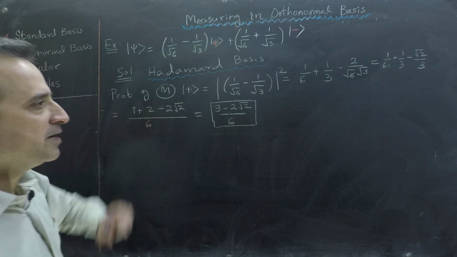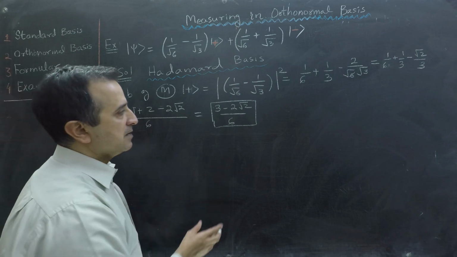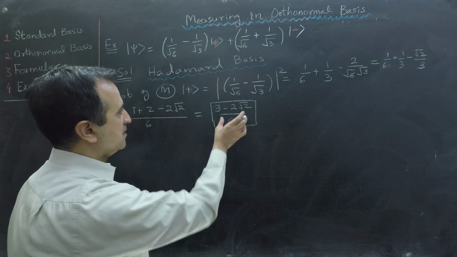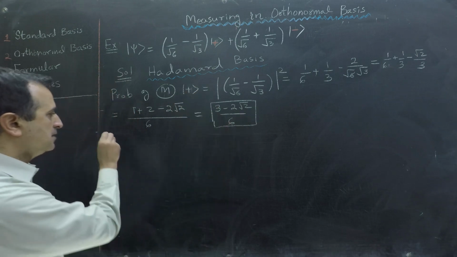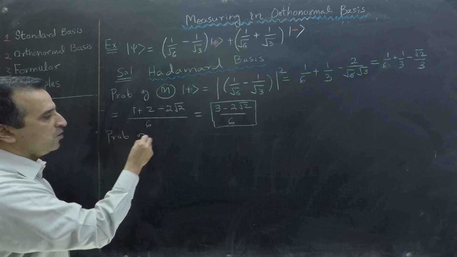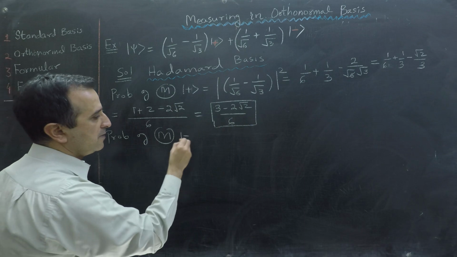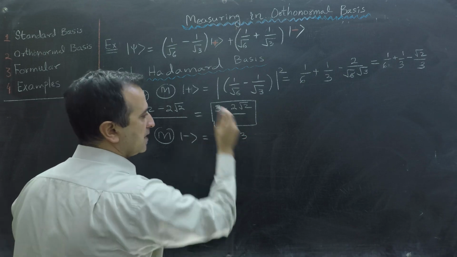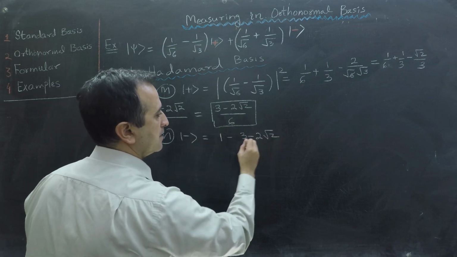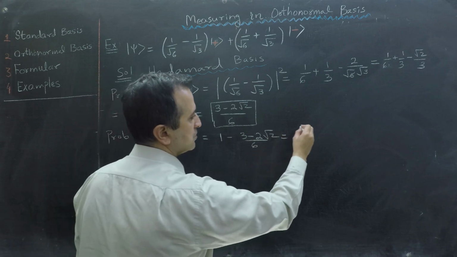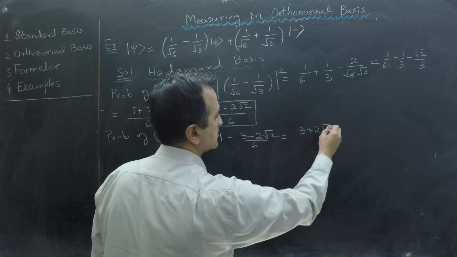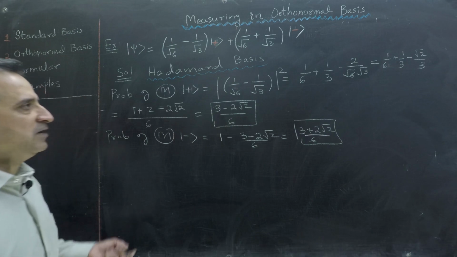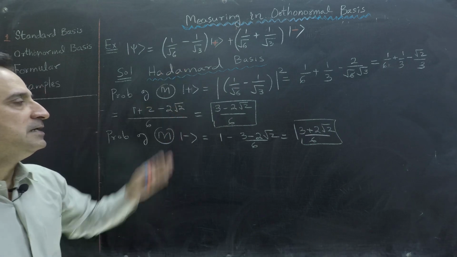To find the probability of measuring ket minus, we can simply subtract this term from 1. So 1 minus this term will give us the probability of measuring ket minus. So the probability of measuring ket minus is equal to 1 minus the probability of measuring ket plus, and that will be equal to 3 plus 2 times square root of 2 over 6. So now we are able to successfully measure this qubit in the Hadamard basis.